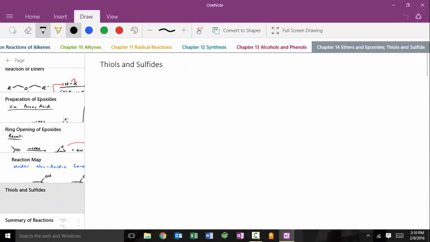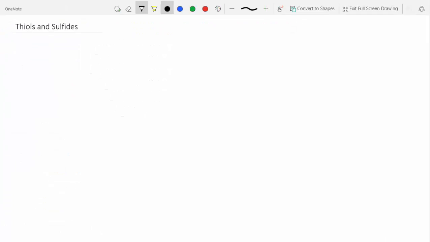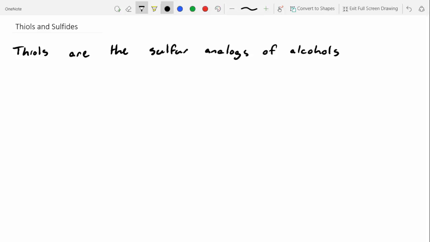All right, so let's continue on to thiols and sulfides. We're getting close to the end of this chapter. The exam will go up through chapter 14. Yes. All right, so thiols are the sulfur analogs of alcohols. Meaning if you take an alcohol, just swap out the O for an S, and you've got yourself a thiol.